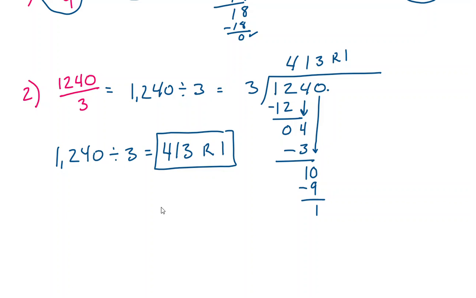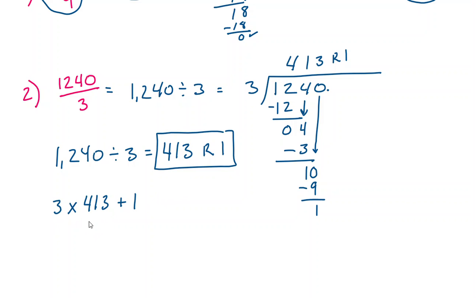Okay, remember on the last problem, we could check our work by multiplication. So we did the number we divided by, in this case 3, times the answer, 413, remainder 1. So I'm going to say 413 plus 1 left over. Okay, so that's what that means. 413 remainder 1 means 413 plus 1 left over.